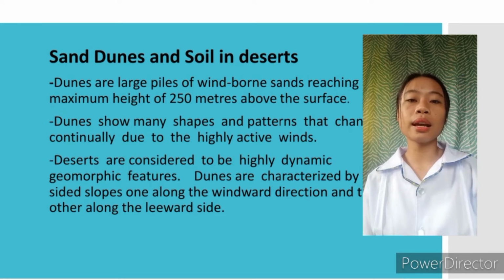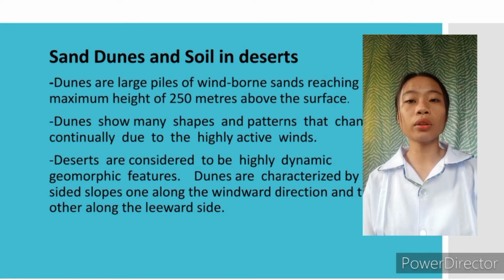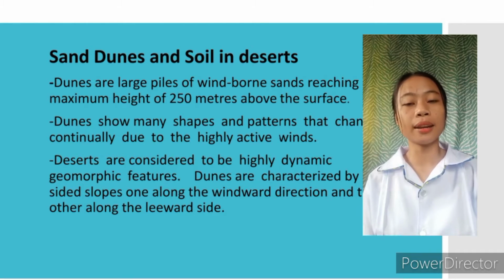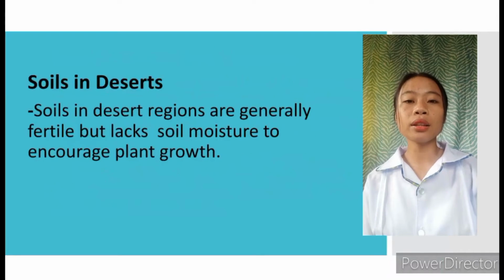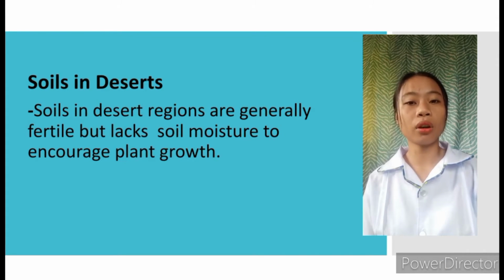Dunes are characterized by two-sided slopes, one along the windward direction and the other along the leeward side. Soil in desert regions is generally fertile but lacks soil moisture to encourage plant growth.